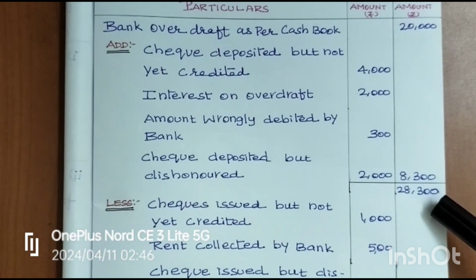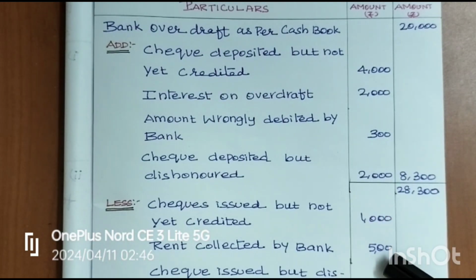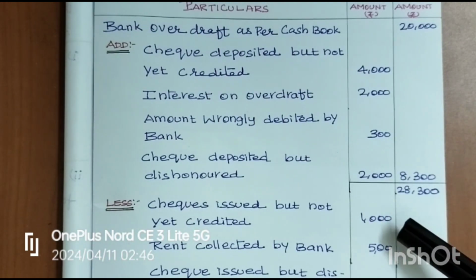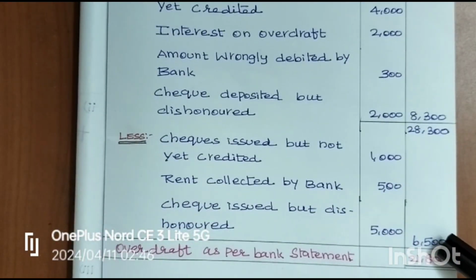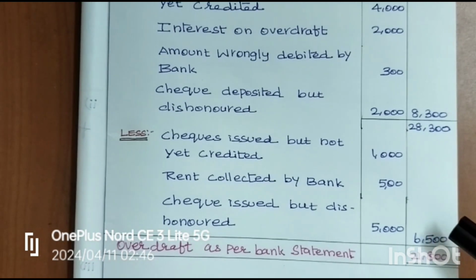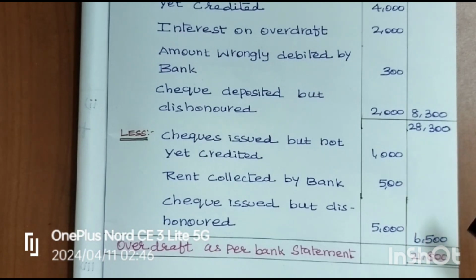Then let's take the sum of the subtracted column. That is 1,000 plus 500 plus 5,000. We will get 6,500. That 6,500 is to be entered in the outer amount column. We entered. Then we have to subtract 6,500 from 28,300. We will get 21,800. So this is the overdraft as per the bank statement, 21,800.